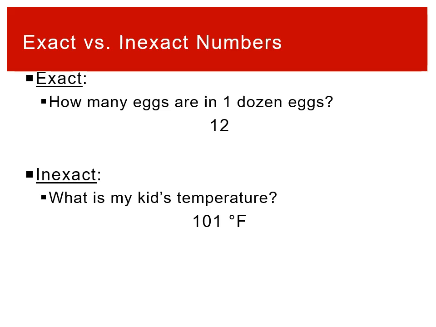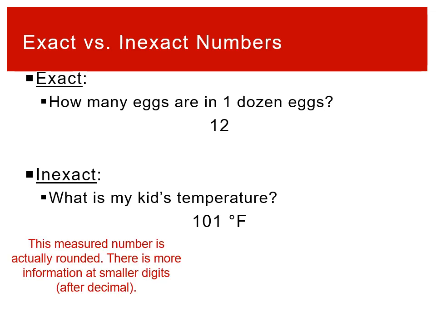So let's see this in action. An example of a question that would have an exact number answer is how many eggs are in 1 dozen eggs. Inexact would be something along the lines of what is my kid's temperature? The reason we can distinguish these: the exact one is based on the definition. We can tell it's exact because the definition of 1 dozen is 12. Whereas what is my kid's temperature requires you to use a thermometer to measure it. So that is going to be a measured value. That's how we could tell it is inexact.